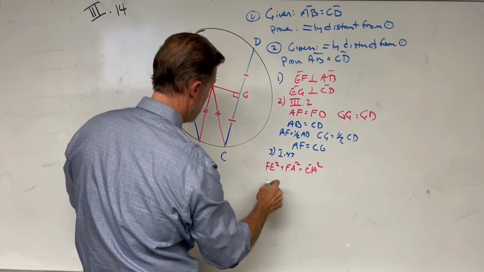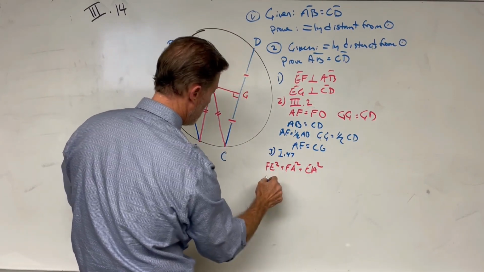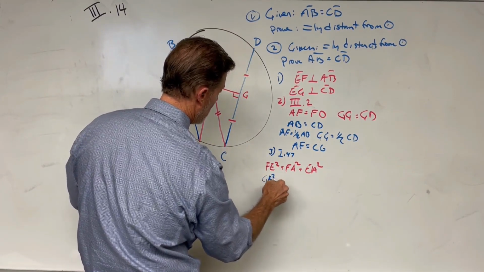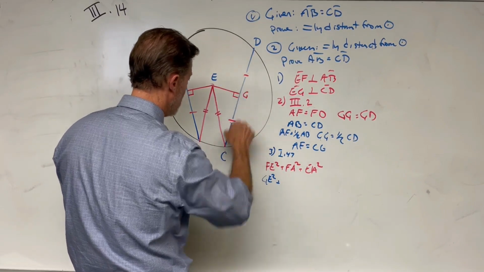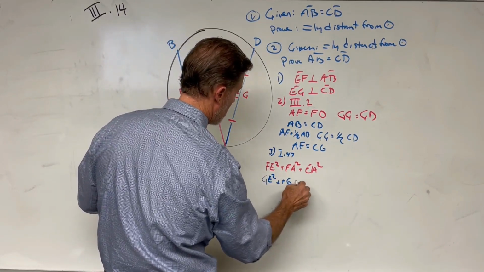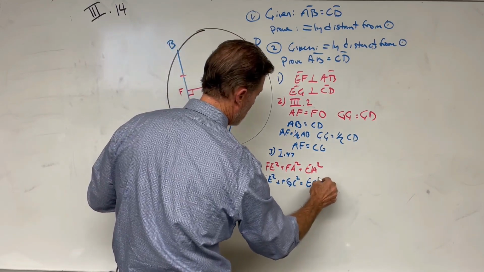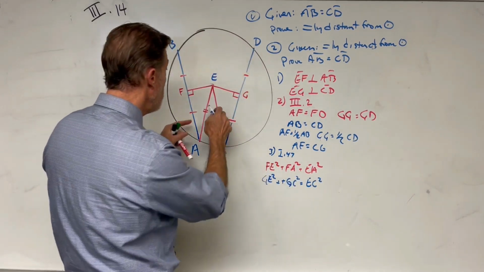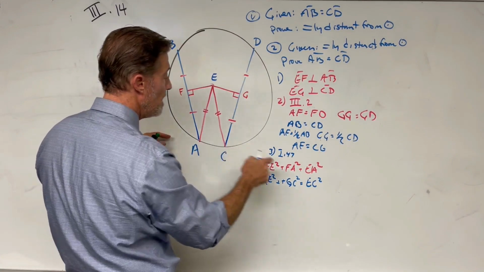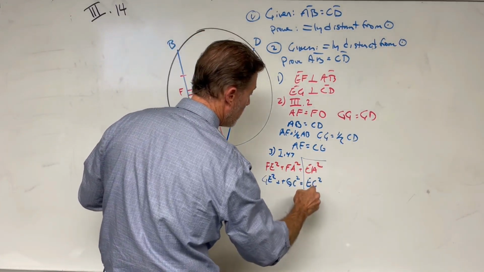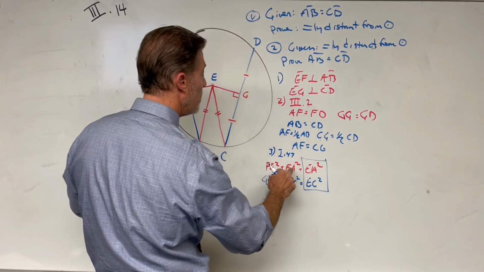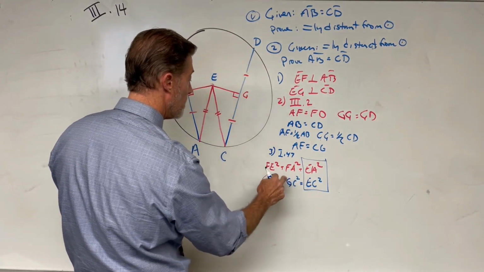So we know that the square on GE squared plus GC squared is equal to the square on the hypotenuse, EC squared. But we already know that EA and EC are equal to each other. Therefore, their squares are equal to each other. Therefore, these two things equal the same thing are equal to each other.